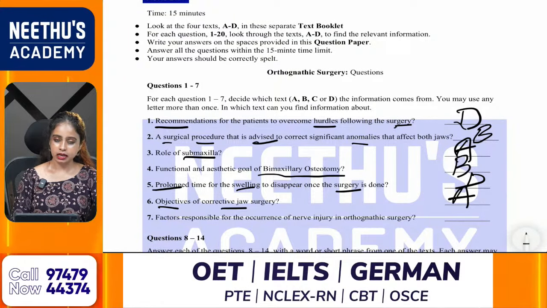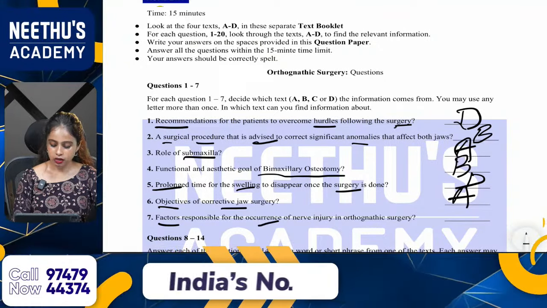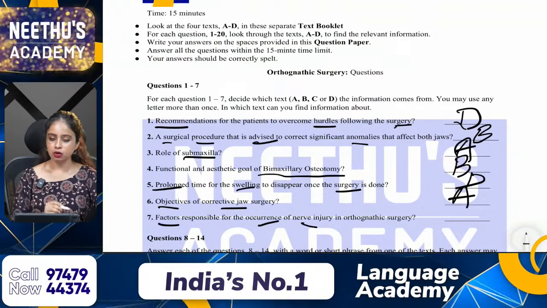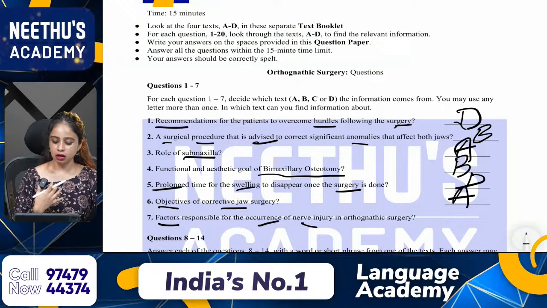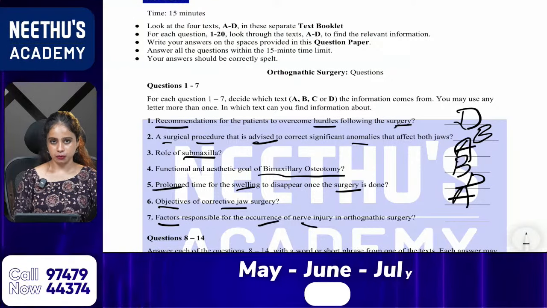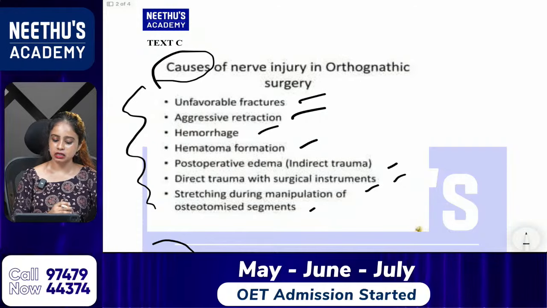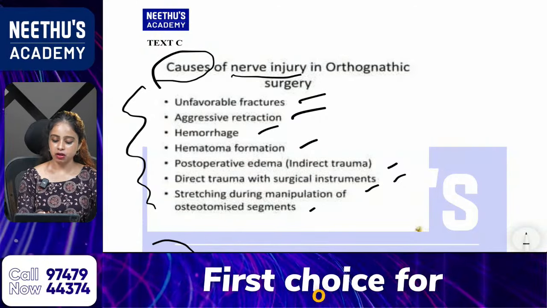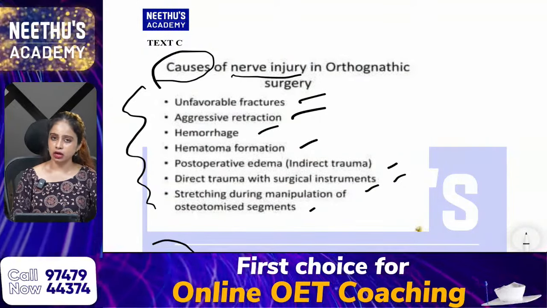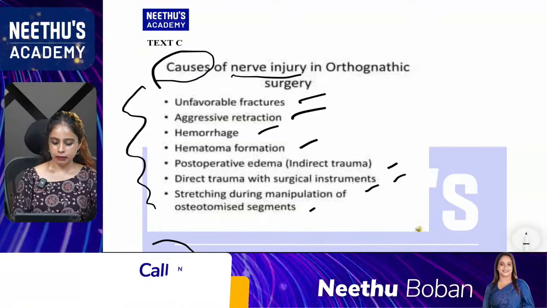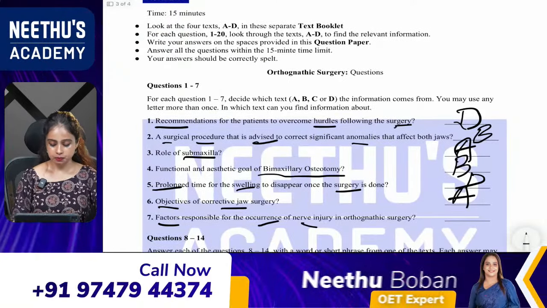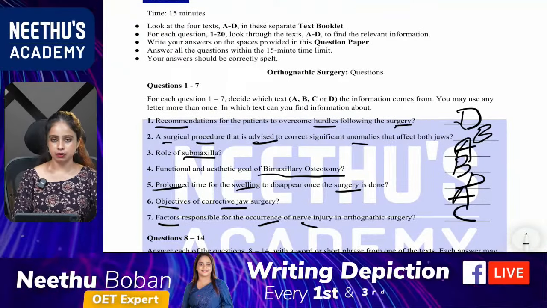Alright. Then the 7th question: factors responsible for the occurrence of nerve injury in orthognathic surgery. So where is this nerve injury mentioned? As you can see here in text C, causes of nerve injury in orthognathic surgery. So that answer is from text C.